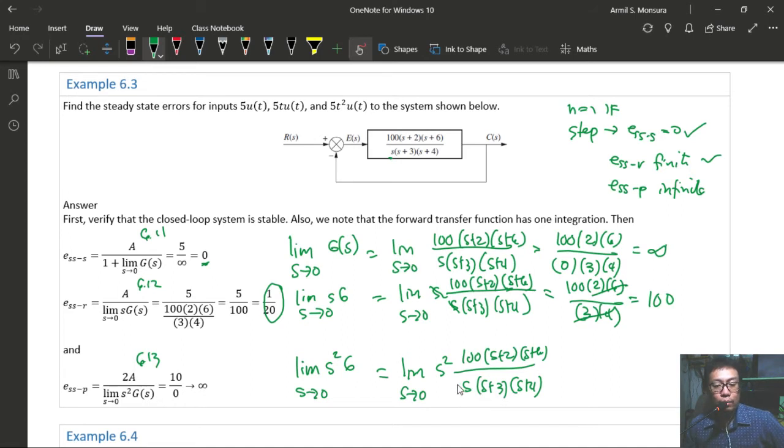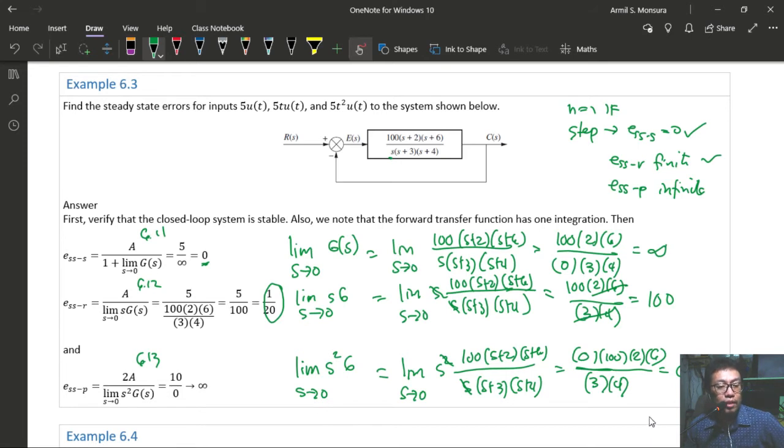Okay, so what would happen is ito at saka to magka-cancel. Pero may iwan pang s sa numerator. So that is why kapag in-apply ko yung limit dito, that should become 0 times 100 times 2 times 6 divided by 3 times 4, which is clearly 0.